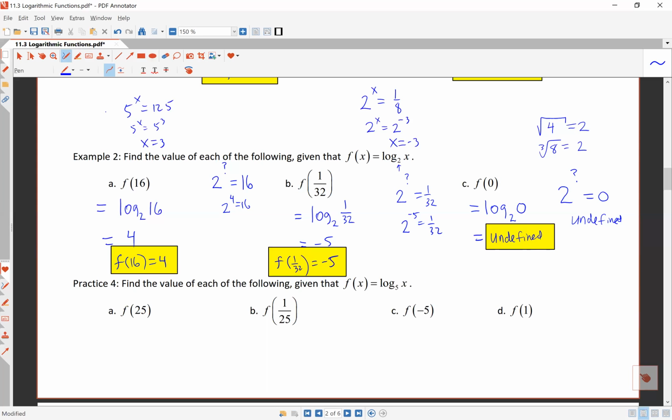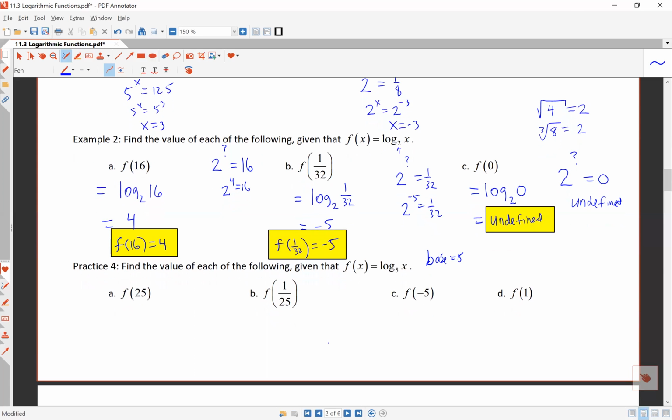So notice this time our base is 5. So we want to plug in numbers like 5, 25, 125. F of 25 is the log base 5 of 25. We're thinking, what number would I raise 5 to get 25? And we see that that has to be 2. Log base 5 of 25 is the exponent that I place on 5 to get 25, giving us f of 25 is 2.